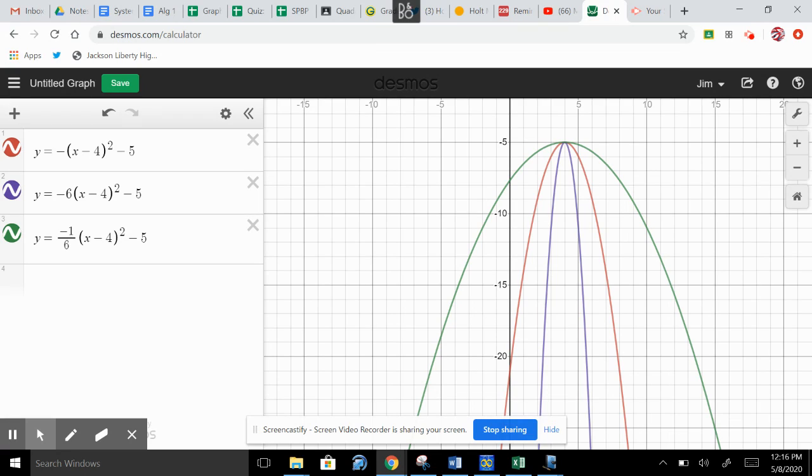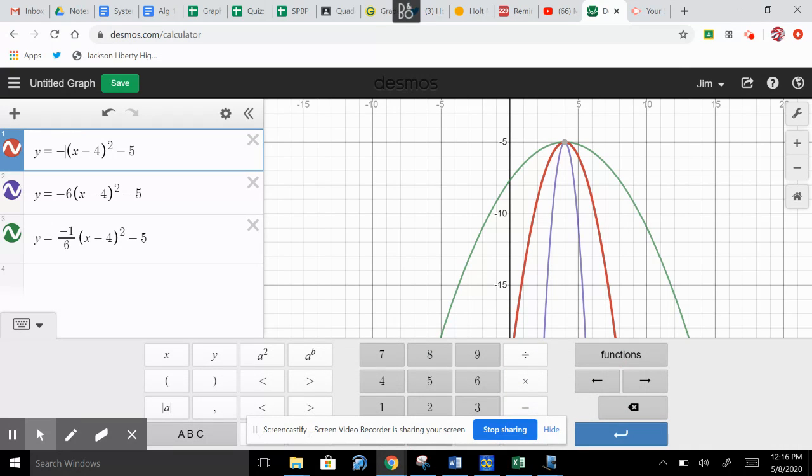The bigger that it gets, the skinnier it gets. The smaller that number gets in front, the smaller that A, the wider your graph is going to be. If it's a positive, I go back to my original numbers there, it's going to open up. If it's a negative, it's going to open down. So that's how the A is going to affect our graph.